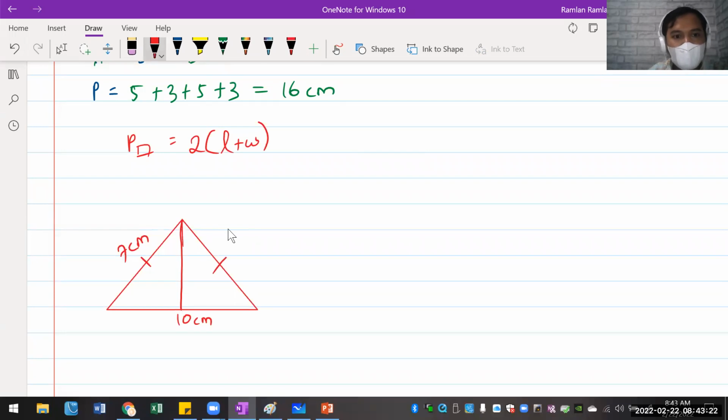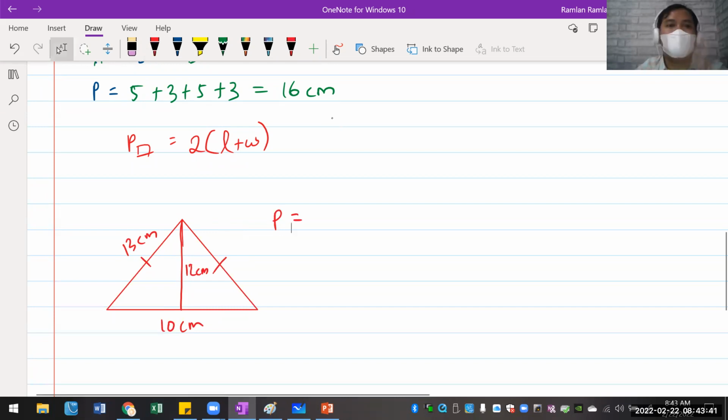Okay, so let's say this is okay. Now I'm not gonna use 7 this time. I'm gonna use 13 centimeter, and this is 10 centimeter, and this is 12 centimeter. Okay, again, what is the perimeter of the shape? Silakan, boleh diketik aja kalau kamu pakai mic. Okay, what is the perimeter of the shape?